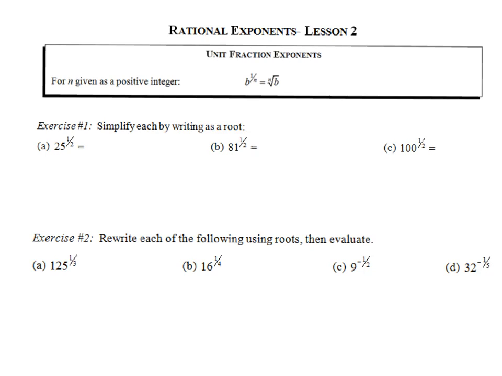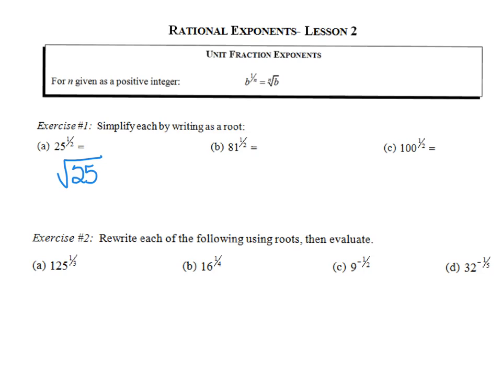So looking at some of our examples, we see that we have 25 to the 1/2. What this means is that 25 is the base, so that's our b value this time. The 2 in the denominator of the exponent tells us that we are doing the square root. And the 1 on top means that we're just raising it to the first power. So this would be rewritten as the square root of 25 to the first, which is just 25.